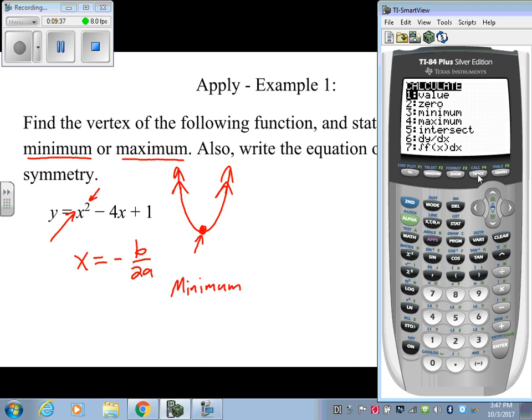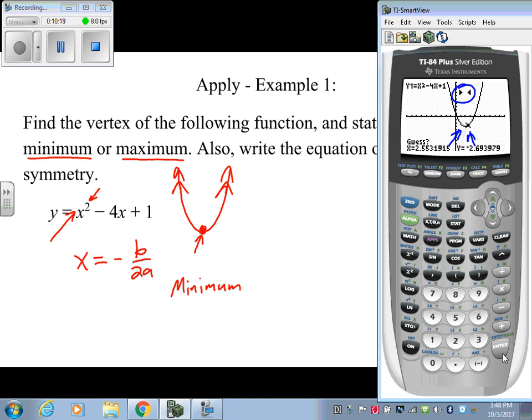So I have to think about this before I allow the calculator to help me do this. But since I already decided I have a minimum because my a value is positive, I'm going to select choice 3. Now it asks me left bound. That reminds me a lot of when we were solving quadratics. But this time I'm not going to go to the left of one of the x-intercepts like here and here. I'm going to go to the left of my minimum, also known as my vertex in this case. So I'm going to move my cursor so I'm just a little bit to the left of the vertex, and that's where I am right here, and I'm going to hit enter. Now I'm going to go a little bit to the right of that vertex, and again I'm going to hit enter.